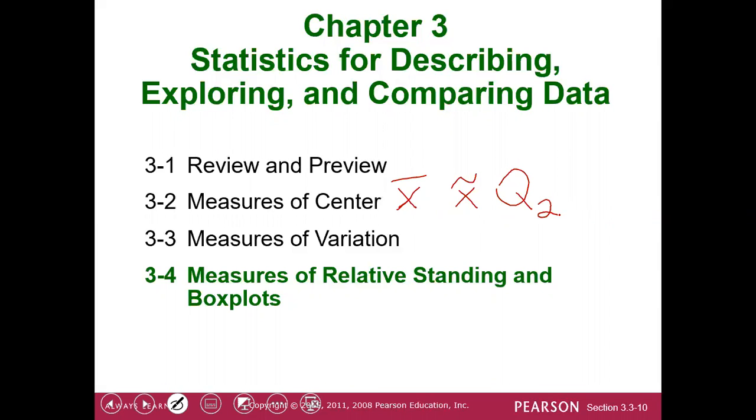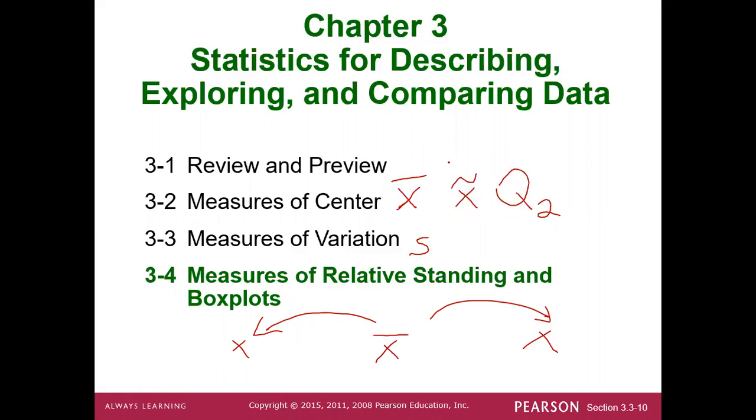Section 3.3, we talked a lot about variation, and in particular, we talked about the standard deviation, which is a measure of how spread out the data is. Does it stay close to the middle, to the mean, or does it spread out a bunch? For section 3.4, we're asking, how far does an individual value vary from the middle? So if we've got our mean here, how far away is this data value over here, or this data value over here? That's the general idea of this section.